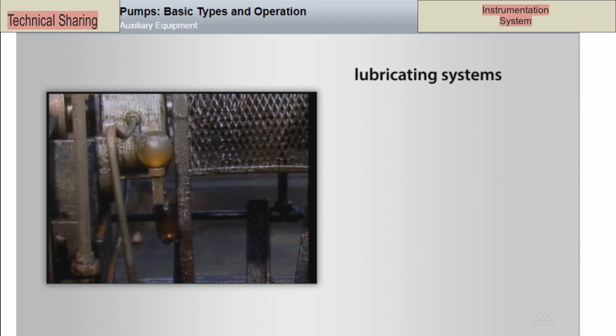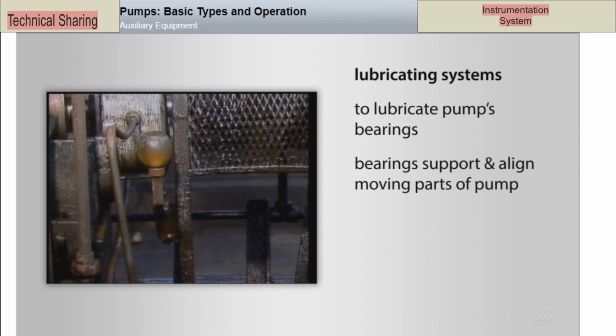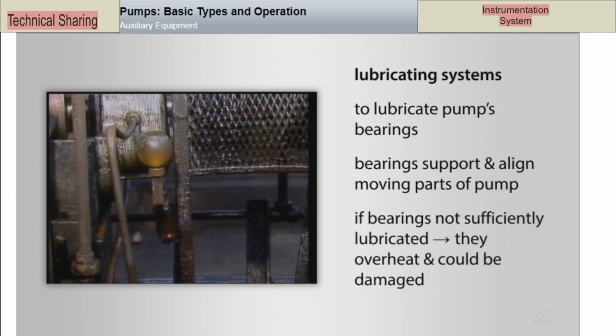Lubricating systems. Another type of auxiliary equipment that many pumps rely on is a lubricating system. A lubricating system is used to lubricate a pump's bearings. Bearings are used to support and align the moving parts of a pump. If the bearings are not sufficiently lubricated, they will overheat and they could be damaged.